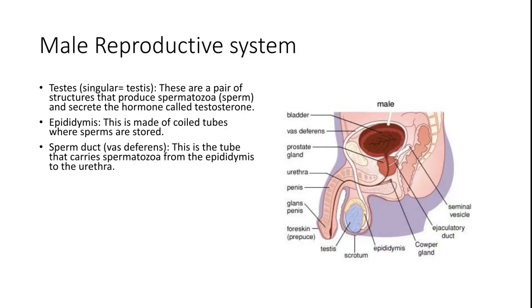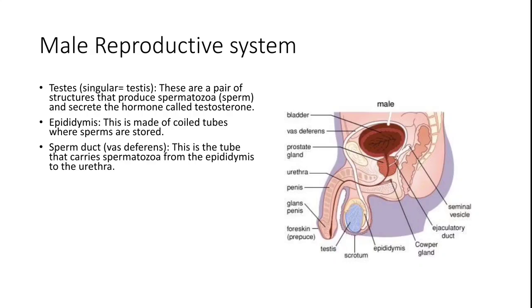Okay, vas deferens. So it's important that you know other terms or other words for these parts, because some books use this word and this term, and other books will use the other. So just be familiar with both. So for this one, it is not only known as the sperm duct, but the other name is vas deferens. So if you see vas deferens in a book, just know that they are referring to the sperm duct.